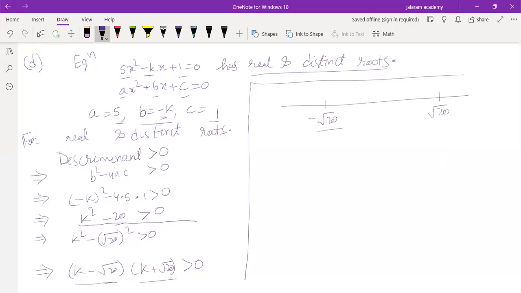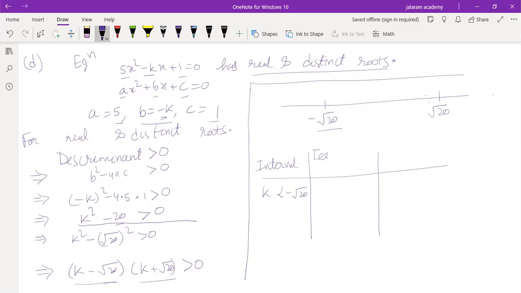So there can be numbers which are less than minus root 20, numbers which lie between minus root 20 and root 20, and numbers which are greater than root 20. So we have to check all of them. First interval, when k is less than minus root 20.